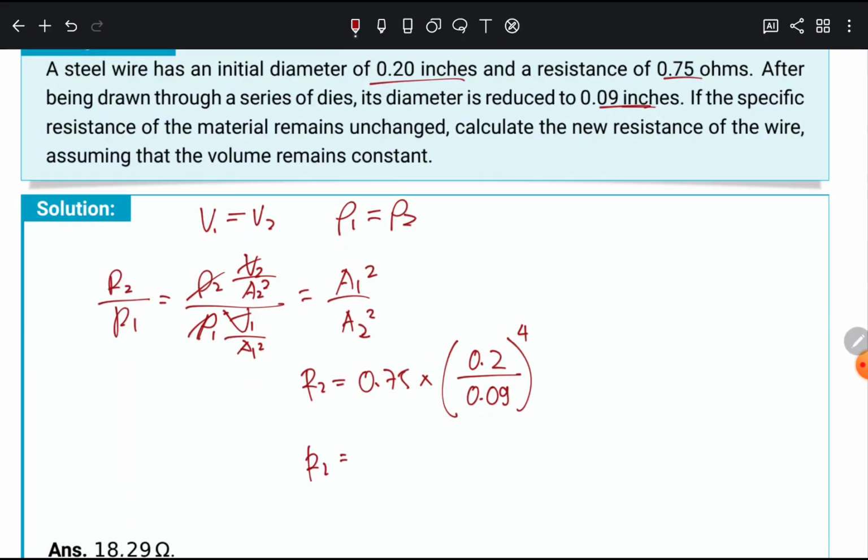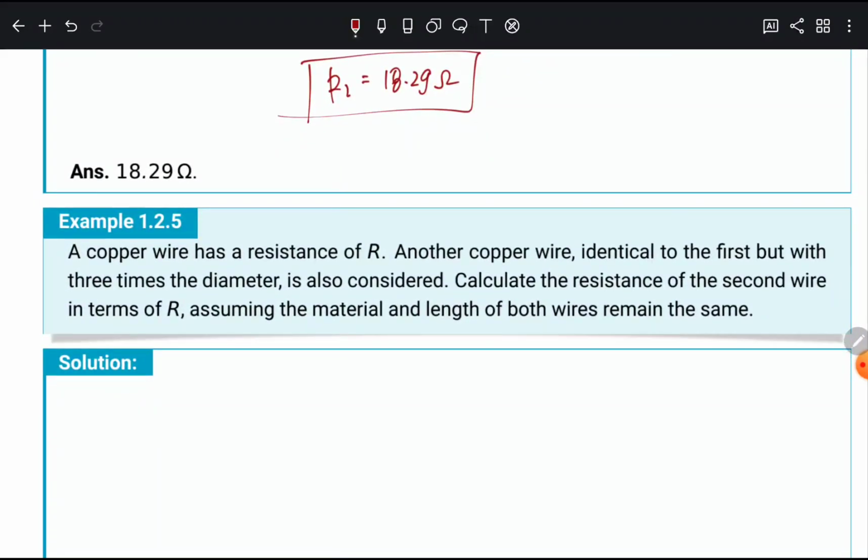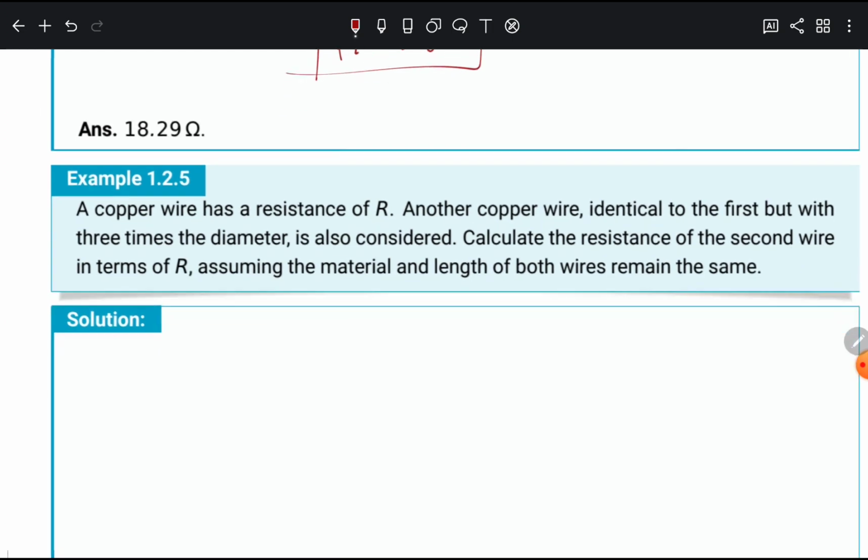And if we check that again, the answer is 18.29. Let me double check it. 0.75 times 0.2 divided by 0.09 raised to 4, and it's correct. The answer is 18.29 ohms.